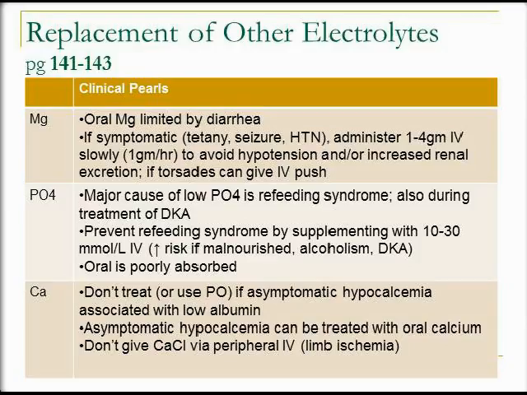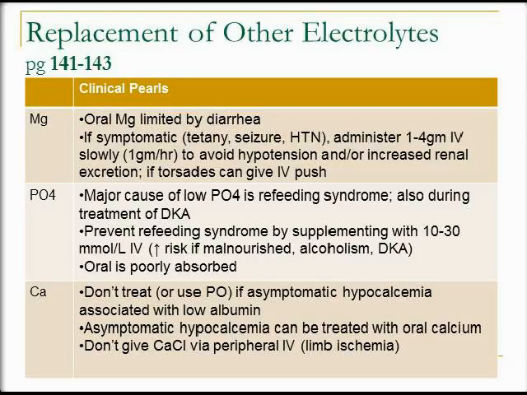So this is kind of a combination of other electrolytes that is on pages 141 to 143, and it's focusing on replacement of other electrolytes. So the first is magnesium. When you want to replace magnesium, you can use oral magnesium, but a limiting factor is diarrhea. If patients are symptomatic, having symptoms including tetany, seizures, or hypertension, you can administer 1 to 4 grams IV slowly, about 1 gram per hour. If you administer it too rapidly, you can cause hypotension. The other thing, if you administer magnesium rapidly, intravenously, then you excrete it rapidly. So the slower you infuse it, the more you'll hold on to it. You will increase renal excretion if you administer it rapidly. If a patient has torsades or something life-threatening, you can give it IV push.